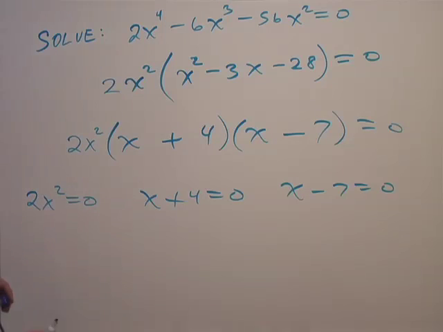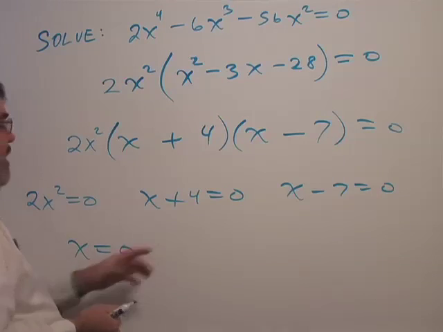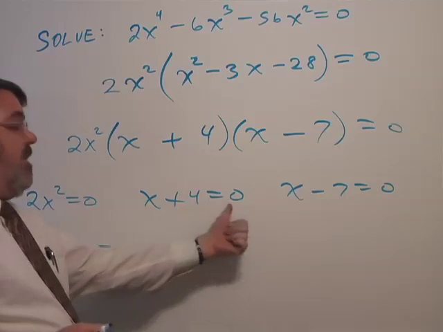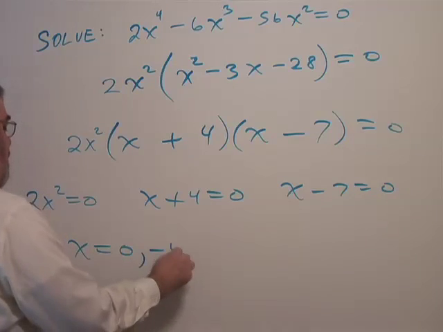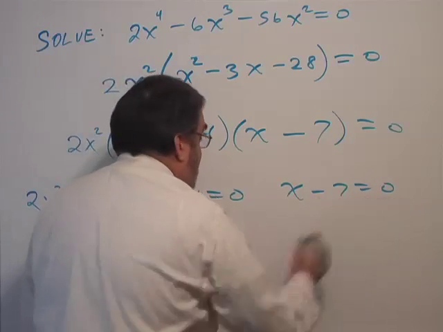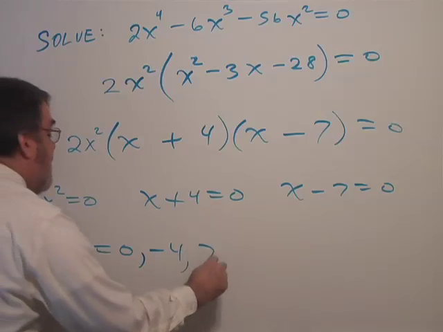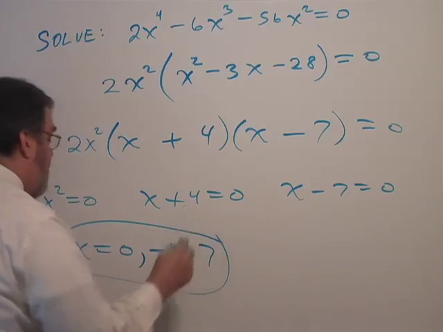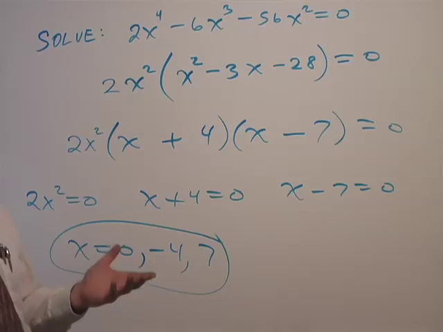So there are our possibilities. Now, when 2x squared equals 0, x is going to have to be 0. I mean, 0 is the only solution to this little problem here. And from here, if I subtract 4, x would be negative 4. And here, if I add 7 to both sides, x equals positive 7. So we have 3 answers.